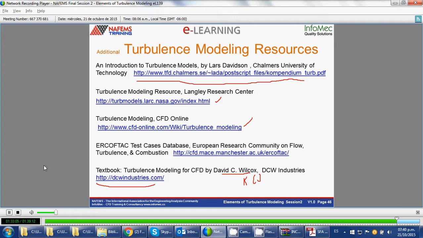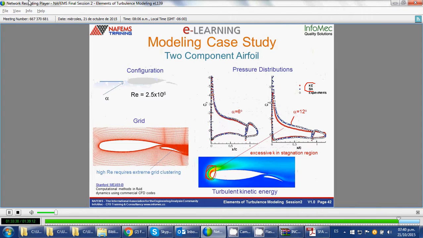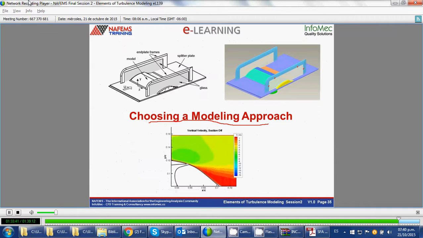And again, there are some resources in test cases that you could use to look at comparison against test cases. And if you want your own test cases, ECOFTAC has a database, and I think you have to be a member to be able to use that. But that's very helpful as well, where there are a lot of test cases and data available to you. So, for example, for some geometry like this, the data, the simulation, everything is available there, so you can use it.